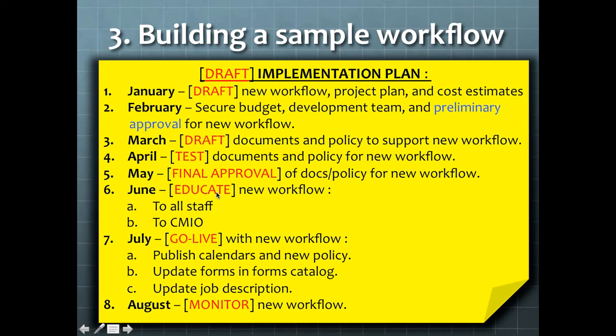In June, then, we'll educate the staff about the new workflow, and that's going out to all staff and also to the CMIO who's going to be serving the coffee. In July, we'll go live with the new workflow. We'll need to publish the calendars and the new policy. We'll need to update the forms in the forms catalog. And we'll even need to update a job description. You'll see what I'm talking about in a minute. And in August, we'll finally start to monitor the new workflow.